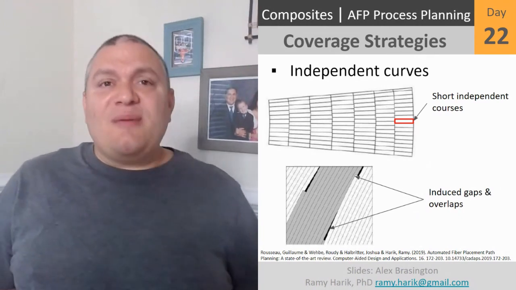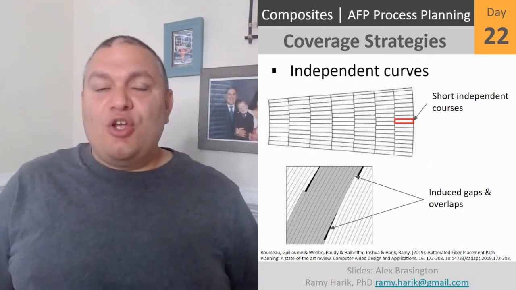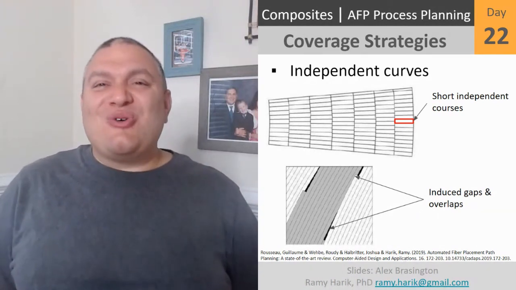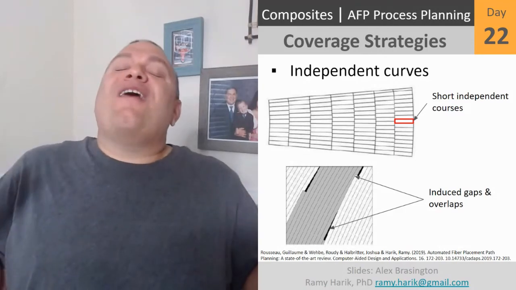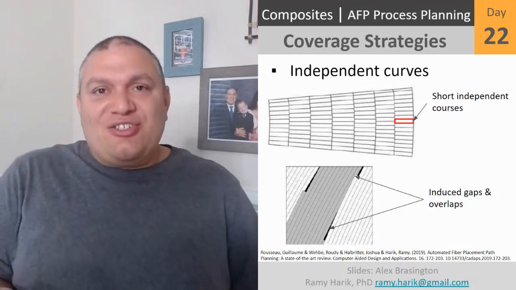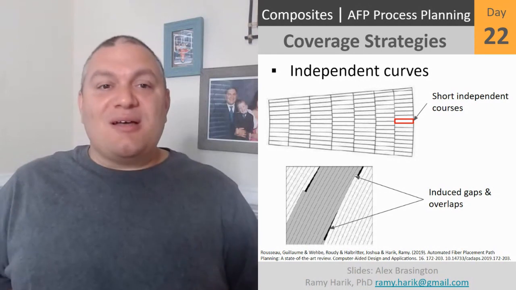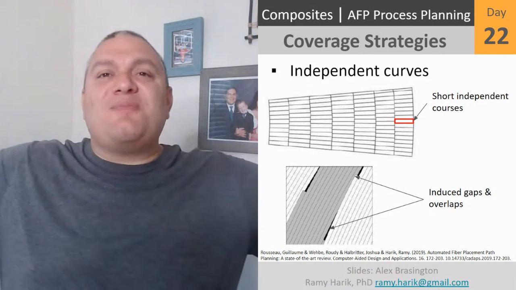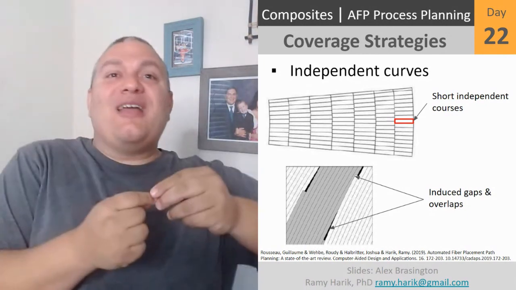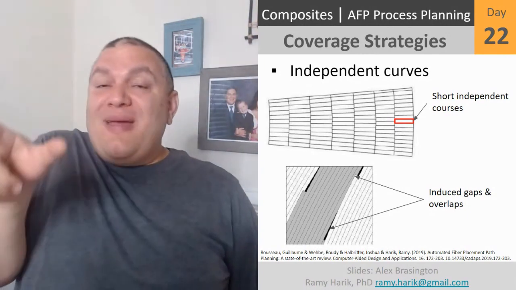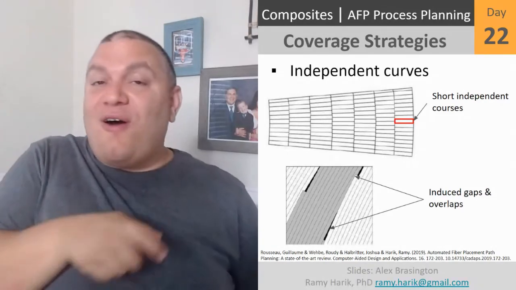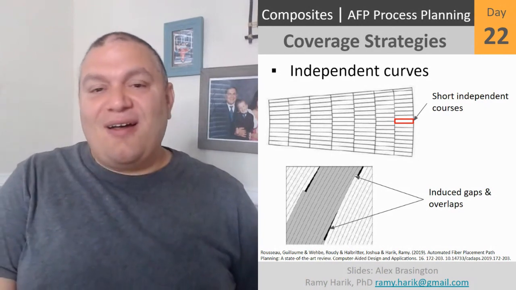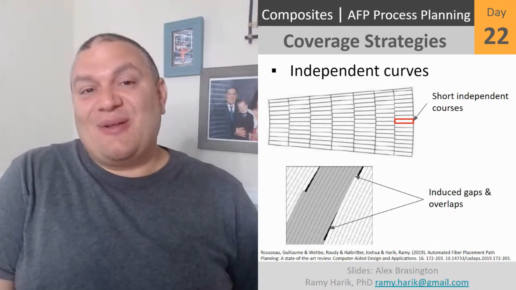Now, there are other types of strategies, such as independent curves. So you can actually try to say, you know what, I am not going to create one continuous one, I'll create short independent courses. Whereas this is a good coverage strategy, however, designers will hate you, because the whole goal of using composites is to try to keep the fibers as long as possible so that they can carry the load and disseminate it along the lengths. So by making the fibers shorter, you are actually influencing the design, and you are not getting what we want.